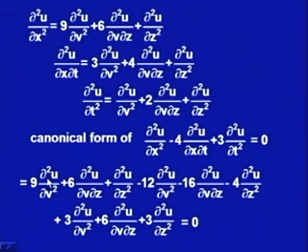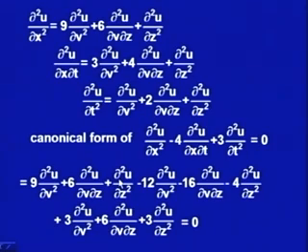First, take the terms involving the second derivative with respect to the variable v. The coefficient of del 2 u over del v 2 is 9, then minus 12, and then plus 3. So, 9 plus 3 is 12, and minus 12 cancels it out.